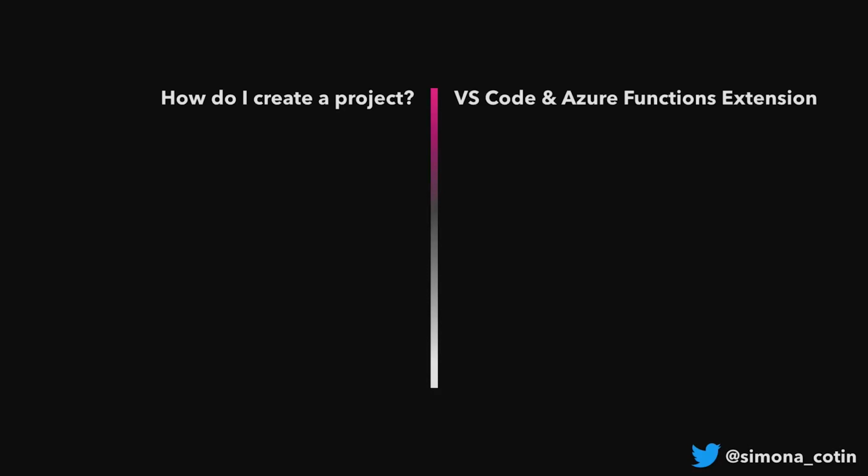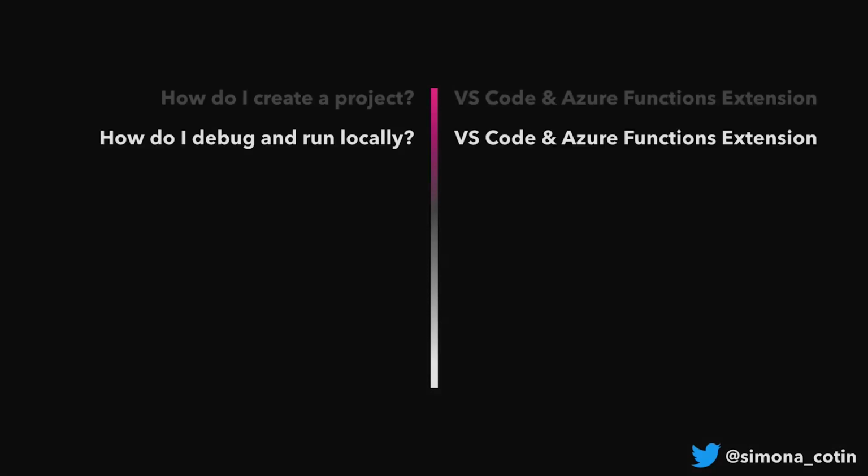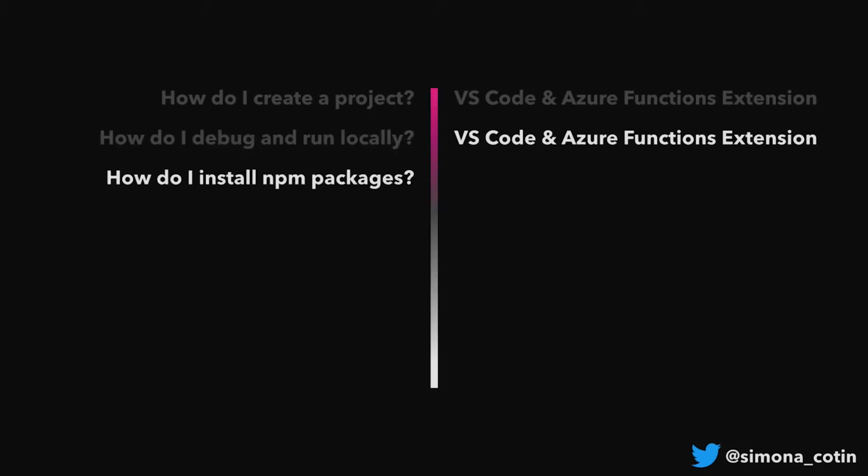So we've answered questions like how do we create projects, how do we run and debug locally? We use VS Code and Azure Functions. In the Azure Functions extension, how do we install npm package? We know this already. We just use a package.json and we run npm install.